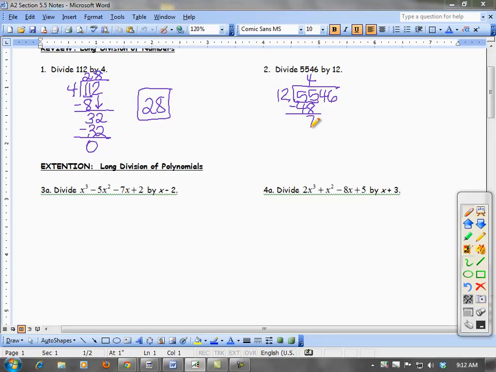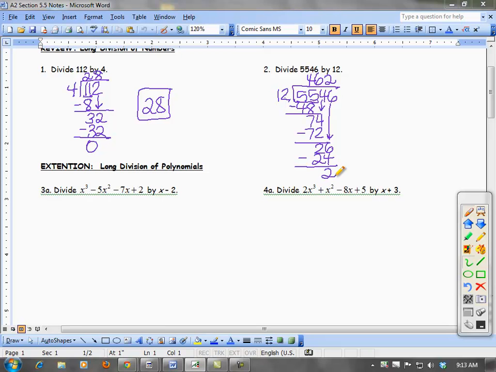And once I figure out what's left, I'm going to drop one number at a time. Okay? Now, does 12 go into 74? The answer is yes, 6 times. Because 6 times 12 is 72, so I subtract 72. 74 minus 72 is 2, and then I'm going to drop the last number, 6. And we go one last time. Does 12 go into 26? The answer is yes, twice. Because 2 times 12 is 24. When I subtract, I get 2.